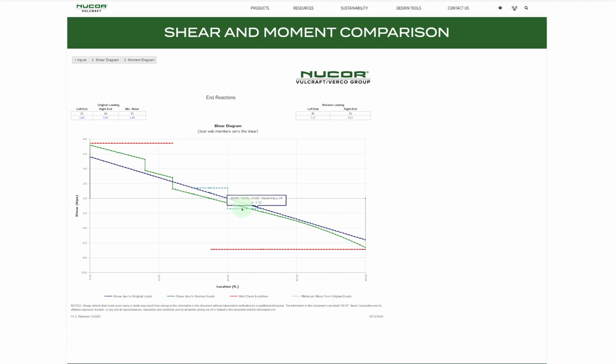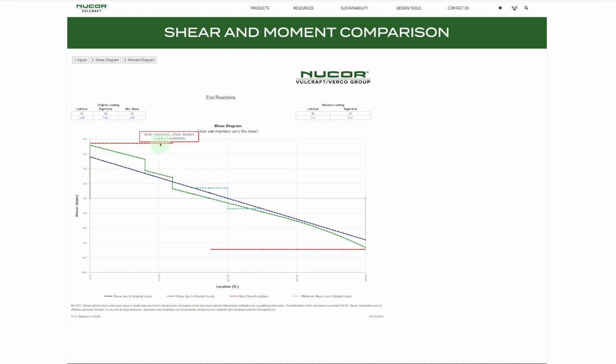In the middle here, this is where that minimum shear comes into play, that 25%. So that's 25% of the end reaction. So 1.4 kips is our minimum shear value. That's simply 25% of 5.6 kips. And you can see that just punched in here as a minimum size for the webs.